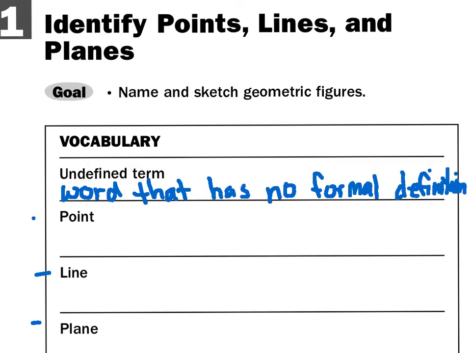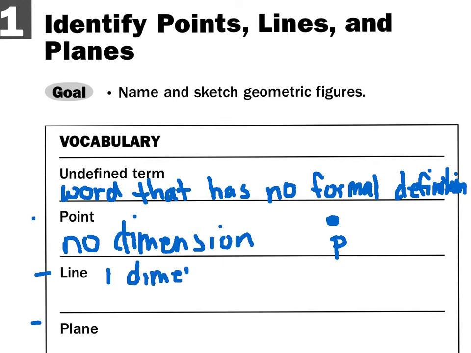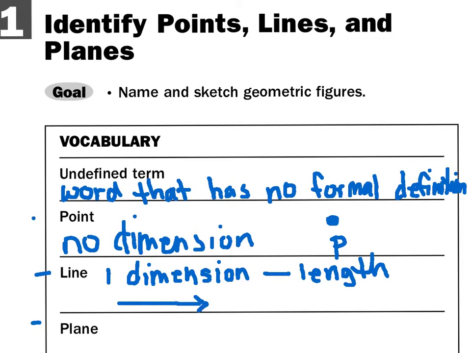A point has no dimension. It is represented by a dot, and it usually has a letter by the dot. So this would be point P. A line has one dimension, and that dimension is length. It's represented by a line with two arrowheads. That means it goes on forever.